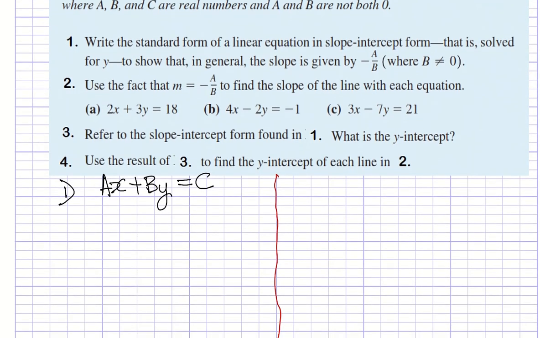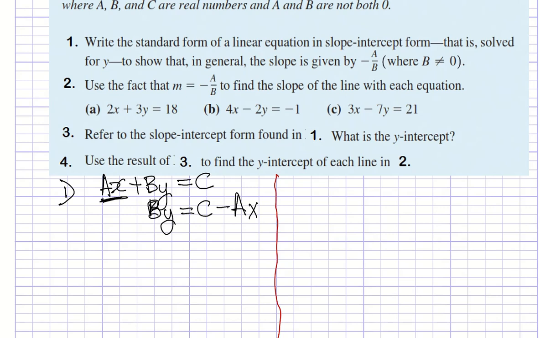Okay, let's solve for y. So to solve for y, remember what we've been doing. There's no magic here. This is the same thing we've been doing from the beginning. You move things around and isolate y. So let's leave by: by equals c minus ax. I just moved the ax to the other side and changed the sign.